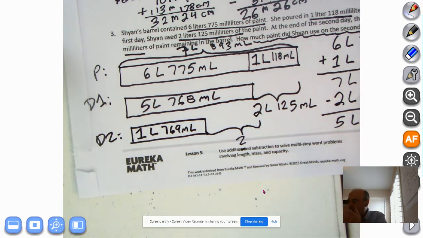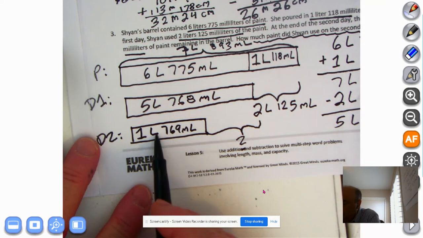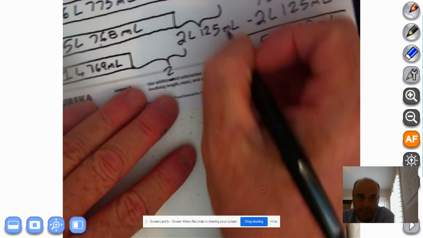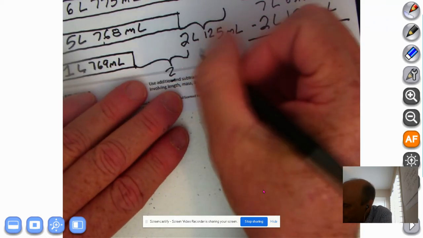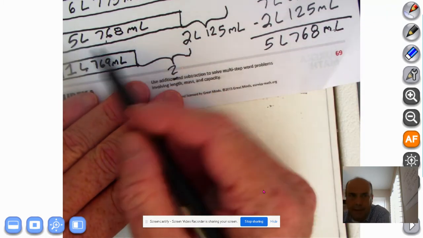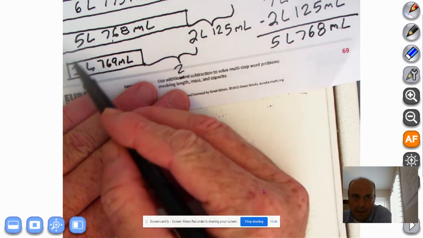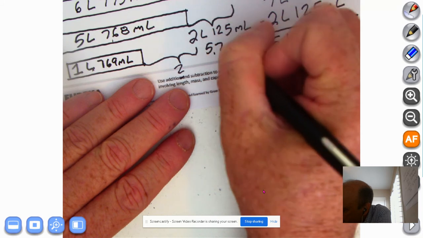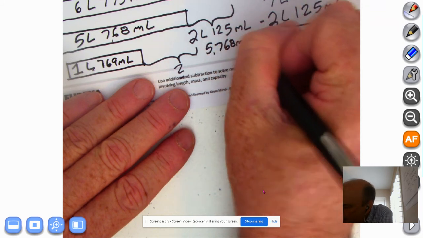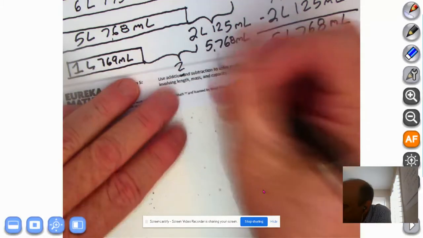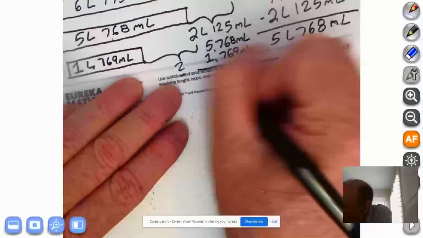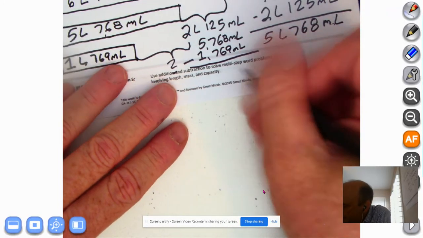So we're going to have to do a little subtraction. We're going to subtract this amount from this amount. There's no room whatsoever to do that. What a mess. In this case, I'm going to convert to milliliters. We can do 5,768 milliliters. It's one of our simplifying strategies. And our other one is 1,769 milliliters. Time to subtract. Bring down the milliliters.